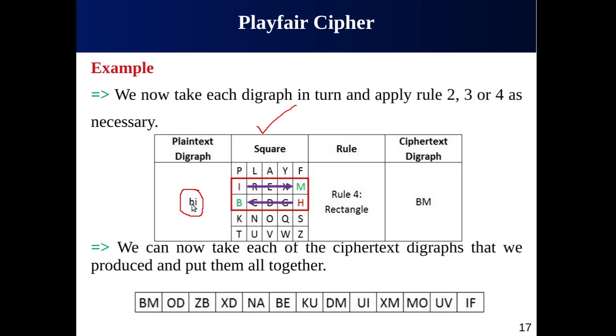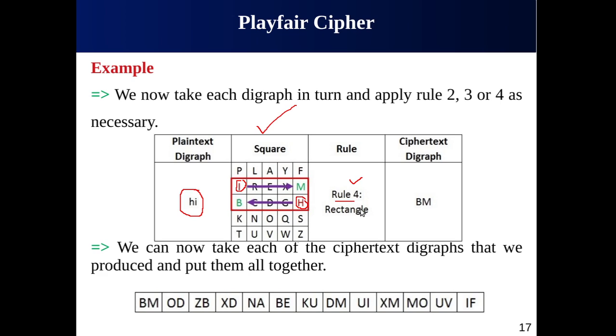And if they are in different rows and columns, then apply rule number 4. Now see H. Where is H? H is here. Where is I? I is here. Are they in the same row? No. Are they in the same column? No. Are they in different rows and columns? Yes. Which rule will be applied on them? Rule number 4.